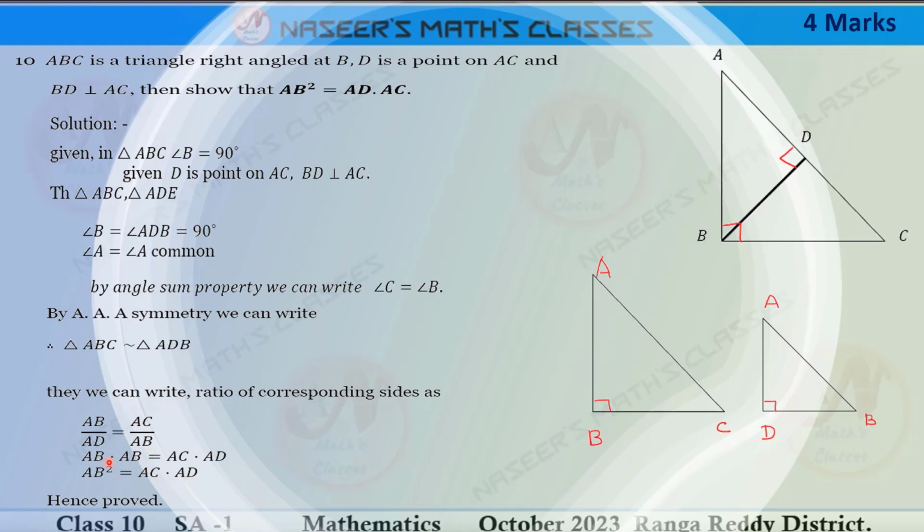Then we cross multiply, then we get AB into AB is equal to AC into AD. Next, AB into AB is written as AB square in LHS and in RHS AC into AD. This is the required proof. That is AB square is equal to AC into AD.